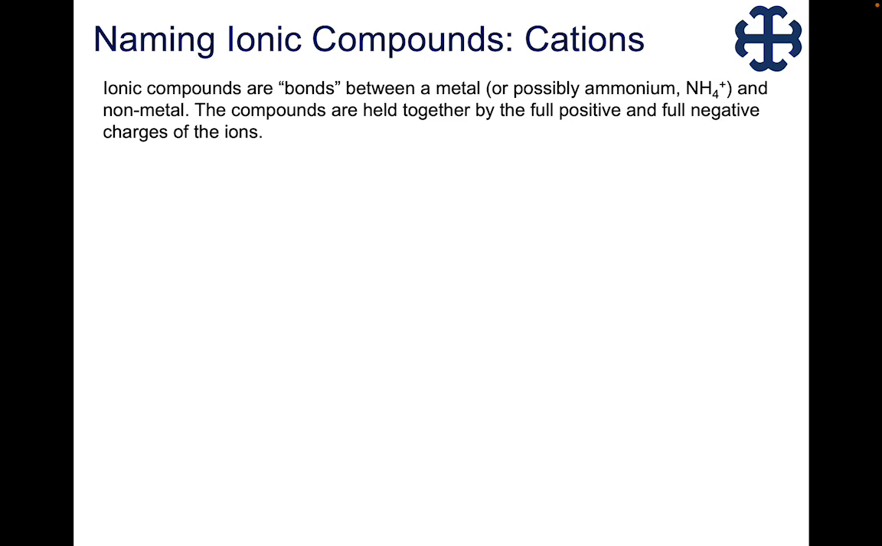earlier in the semester, and particularly ionic compounds are where we have bonds, which I put in quotes because these bonds are essentially held in place by fully positive and fully negative charges of ions. And so that is what makes an ionic compound ionic, is we have ions that have this positive or negative charge. We also then have a metal and a non-metal, right? The exception to that is when we have ammonium, NH4+, as a cation, that can still form ionic compounds despite it not being a metal.